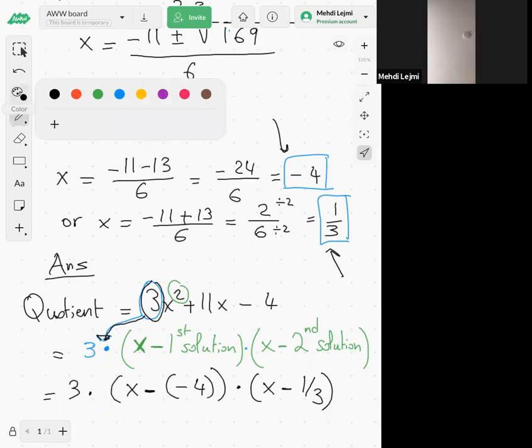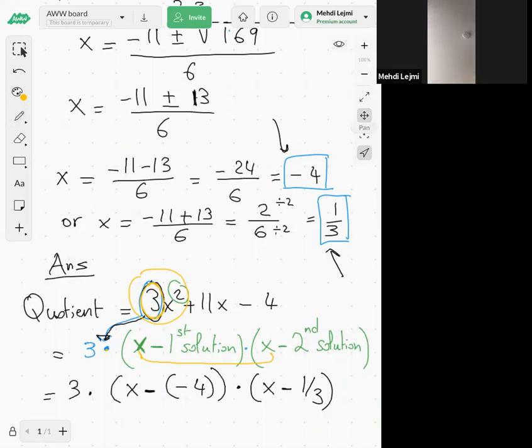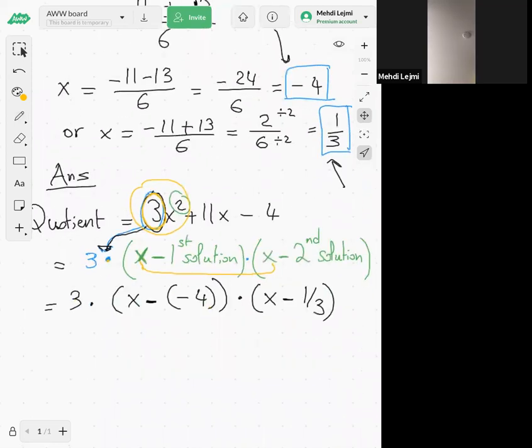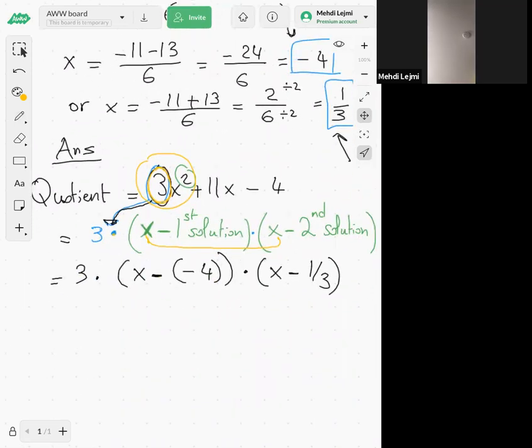Because you see, guys, when you multiply this x by this x, you get x squared, not 3x squared. So we need the 3 here in the front to get 3x squared. All right, so I got my quotient, and so now we are done. So now I can answer question number 2. So conclusion, find answer.